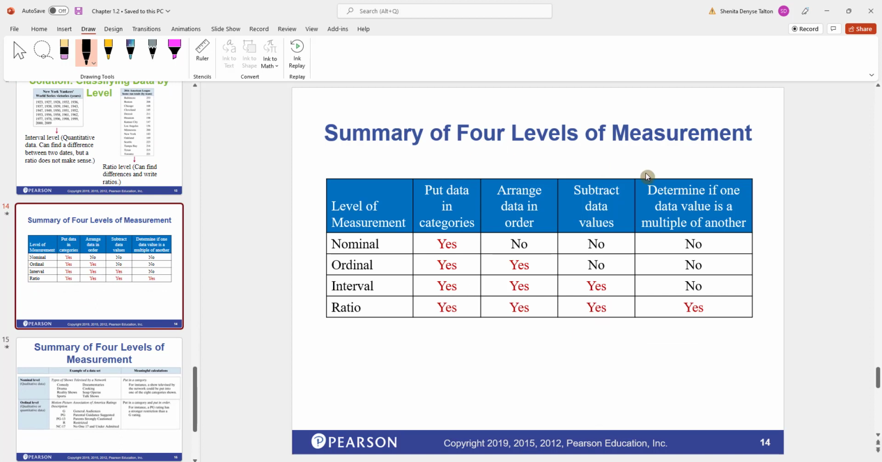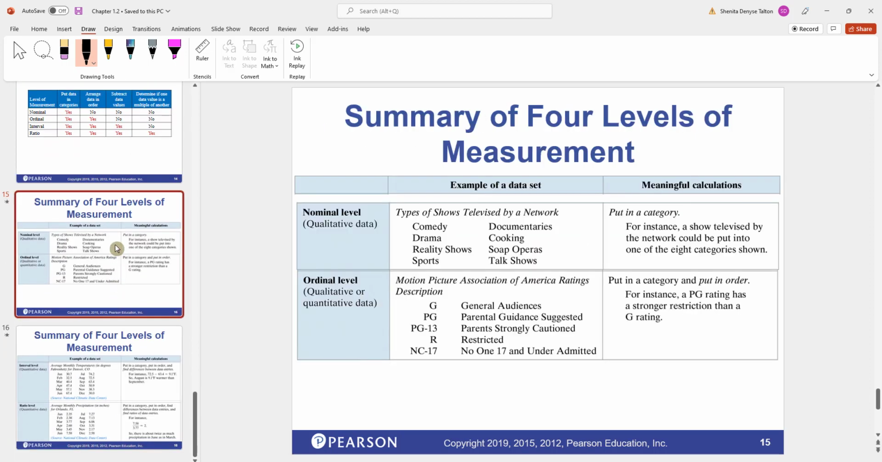So here's a summary of the 4 levels of measurement that you can look at on your own. It'll tell you whether you can put data in categories, if you can arrange the data in order, if you can subtract data values, and determine if one data value is a multiple of another. So let's go over some more examples.